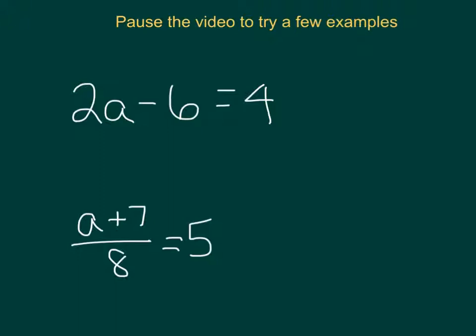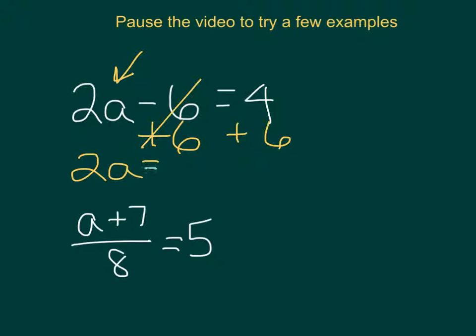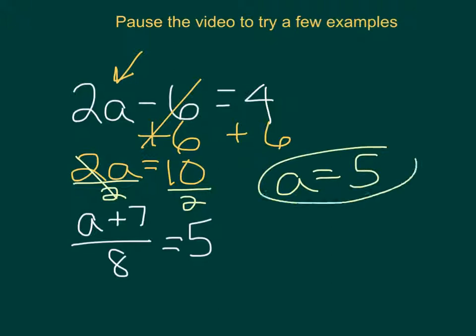The first example is 2a minus 6 equals 4. So we want to figure out what is happening to the variable and undo it. So the first thing that's happening is we are subtracting 6. So to undo that, we do the opposite. So we add 6, and we add 6 on the other side. So our new equation is 2a equals 10. And now if we are multiplying, we do the opposite, so we divide. So we have a equals 5 for the first one. And if you check it, 5 times 2 is 10, minus 6 is 4.